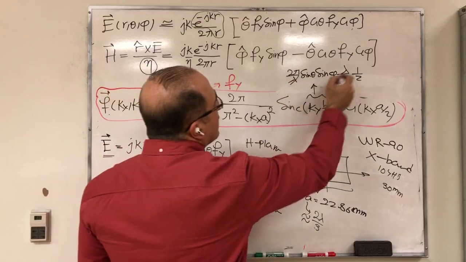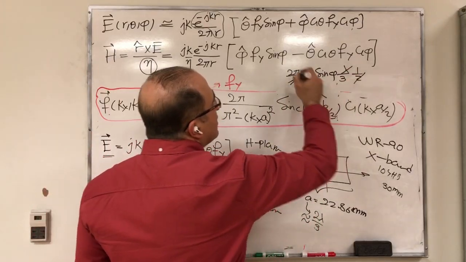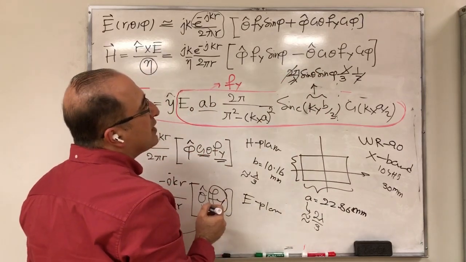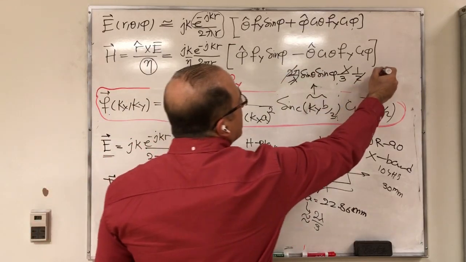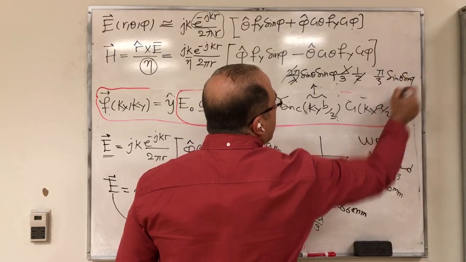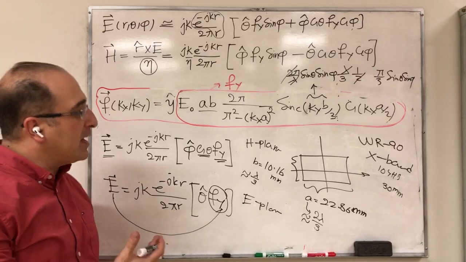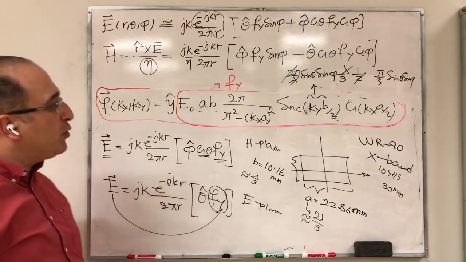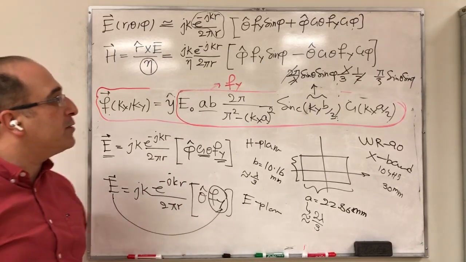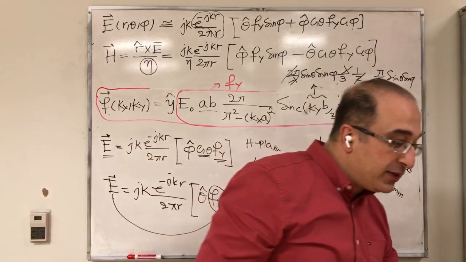So lambda and lambda cancel, so you can take advantage of this cancellation, and then 2 and 2 cancel here, so you end up with pi divided by 3 sine theta sine phi here, and you can do the same thing for this item here as well. So you can keep going and calculate the pattern of the antenna.